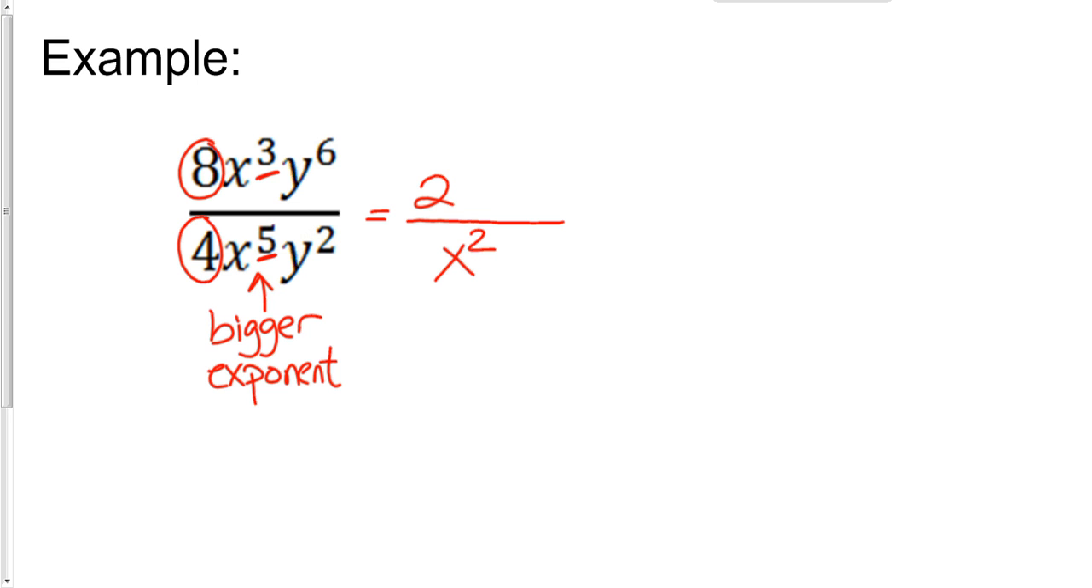But with my y's, I've got y to the 6th and y squared. The bigger exponent's in the numerator, so the y stays in the numerator. 6 minus 2 gives me y to the 4th, and it's going to stay on top because the bigger exponent was on top.